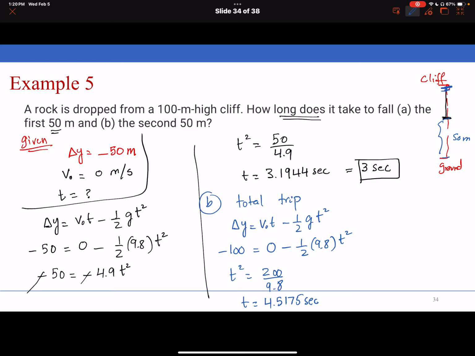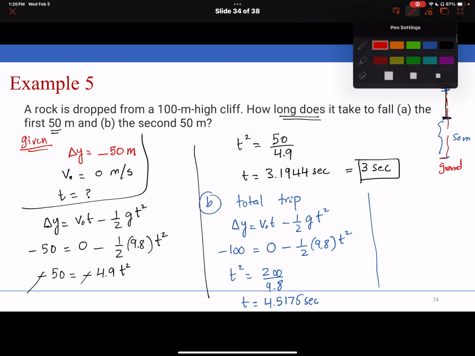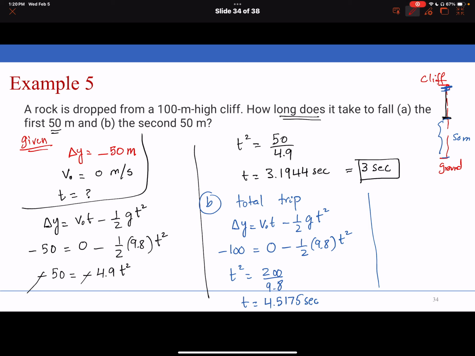Remember, there's a square root also. The total trip time is 4.5175 seconds. Out of that, 3.1944 seconds were spent covering the first half of the trip. So for the rest of the trip, the time will be equal to 4.5175 minus 3.1944. So the answer to part B is 1.323 seconds. Now round it to one significant digit, that will be 1 second.